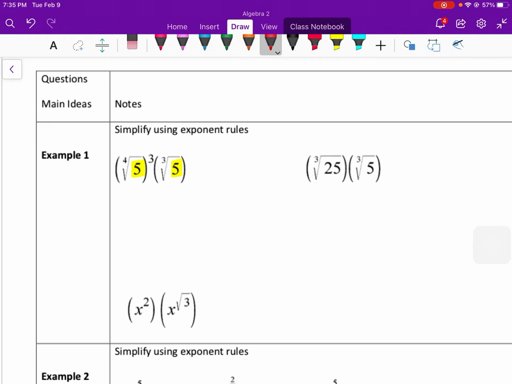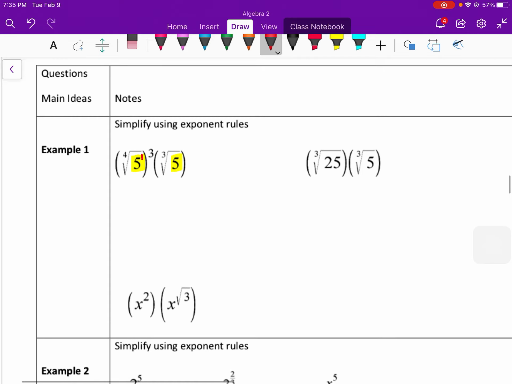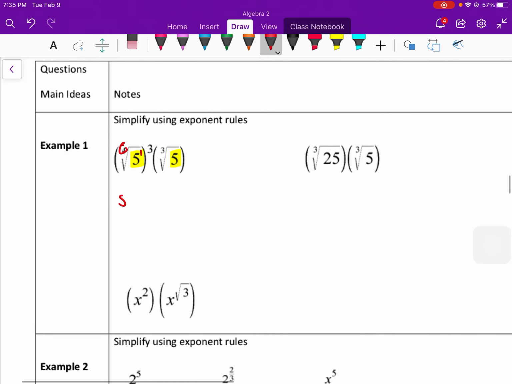So because of that, when we rewrite it, this first one has an implied exponent of 1. So this is a review of yesterday. This index goes in the denominator, so it's 5 to the 4th, and then we're going to cube it, times this one, which will be similar, where it's 5 to the 3rd.